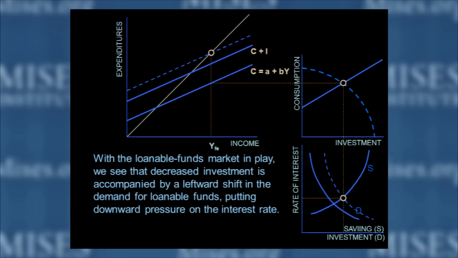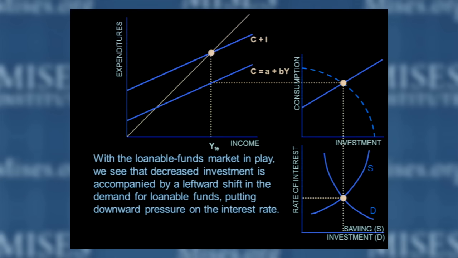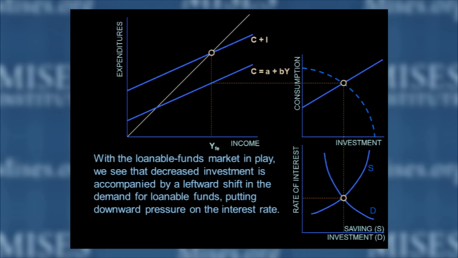Okay, with loanable funds markets in play, we see that decreased investment is accompanied by a leftward shift in the demand for loanable funds, putting downward pressure on interest rates. Will we get that far? So here's, you can see C plus I fell because of the fall in investment, so the demand for loanable funds fell, so it shifted to the left.